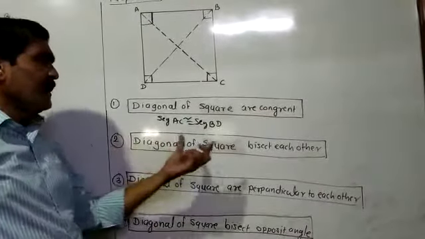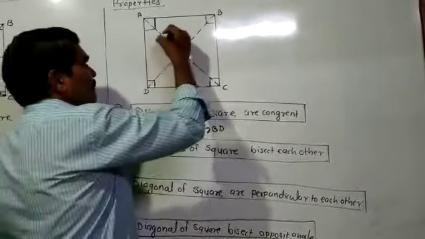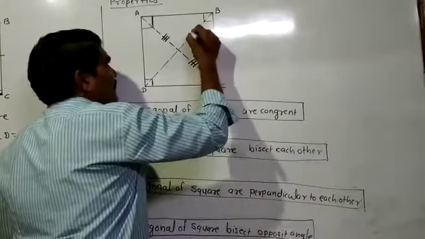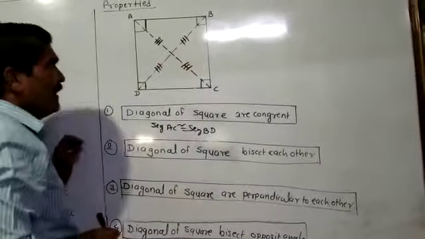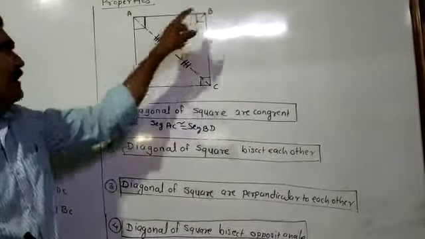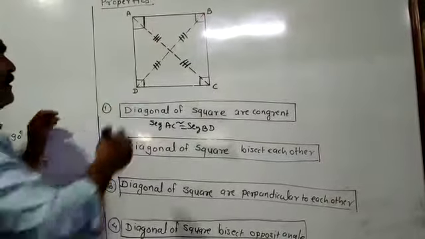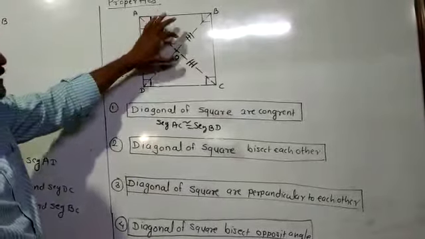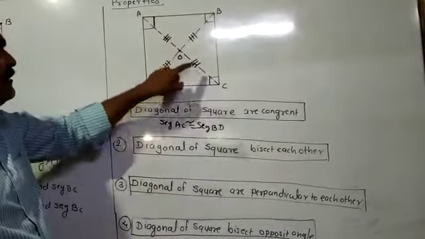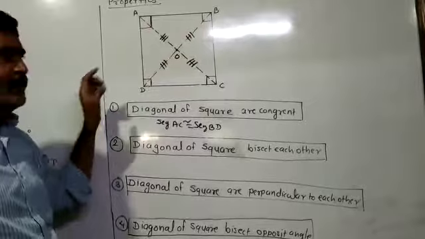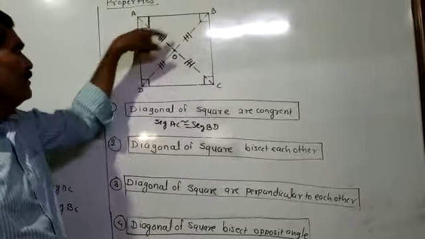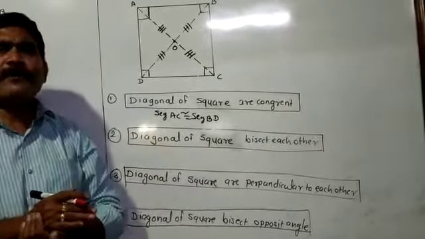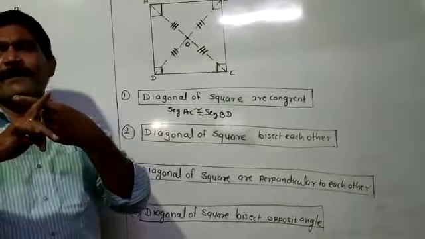Second property: the diagonals of a square bisect each other. Bisecting means that these parts carry the same identical marks. If this diagonal is 10 cm, the other diagonal is also 10 cm. Both diagonals intersect at point O, and AO is equal to CO and BO is equal to DO. So diagonals bisect each other, meaning the diagonals are divided into two equal parts when they intersect.